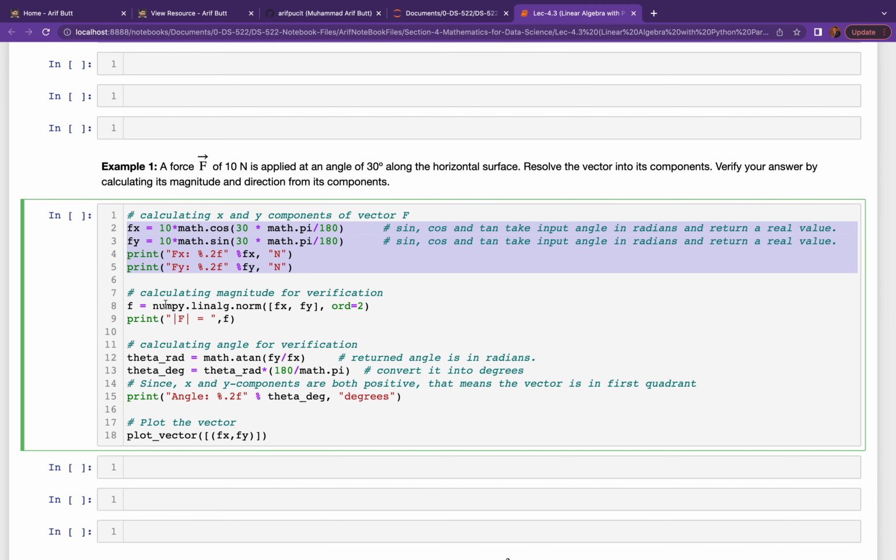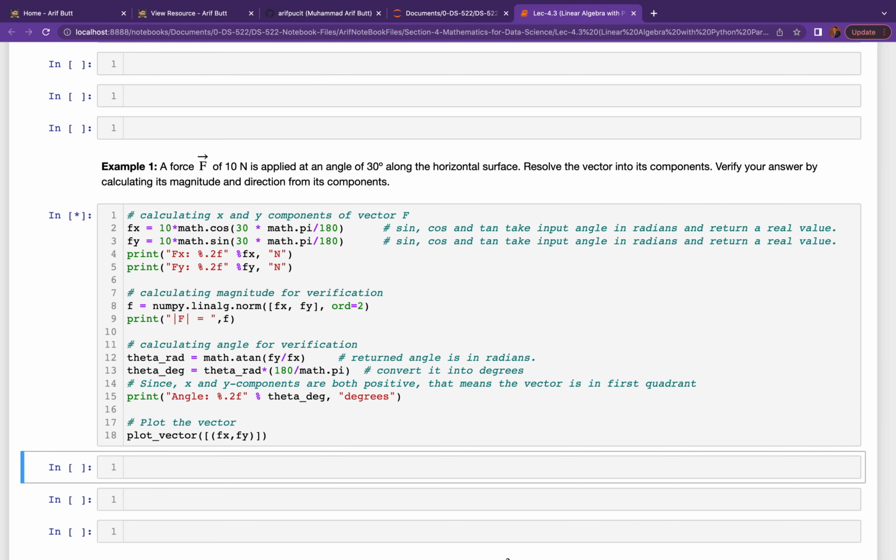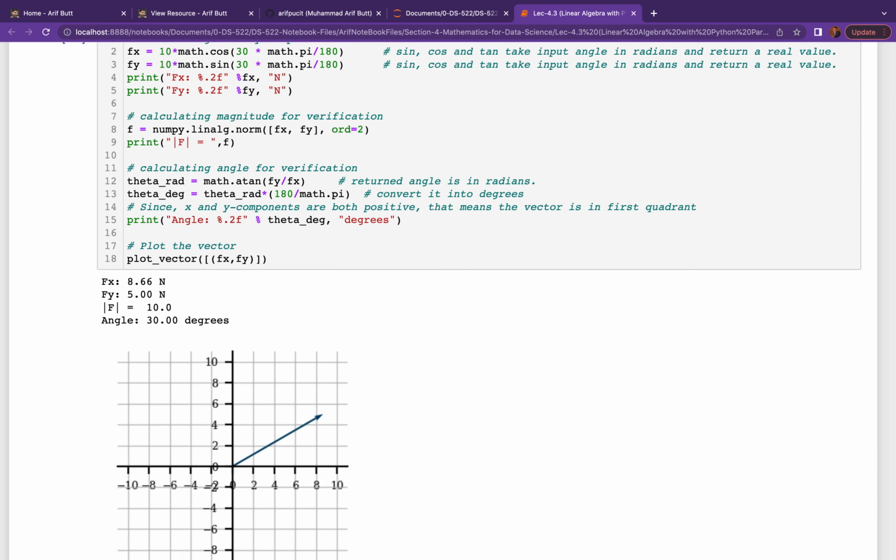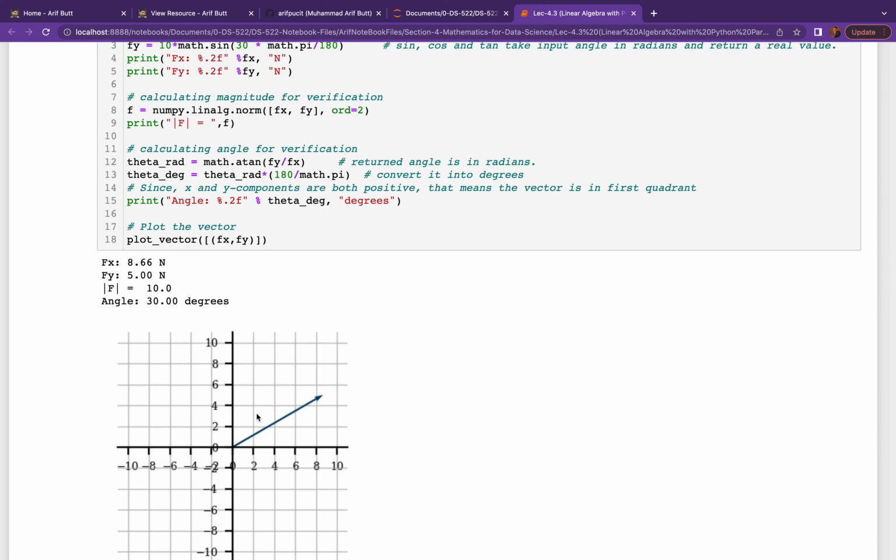Then over here I am just calculating the magnitude again for verification using the norm method. Let me run this code. And of course I have used the plot vector method to plot it as well. You can see this is the vector. The fx is 8.66 Newton, fy component is 5, the magnitude is again 10 and the angle is 30 degrees.